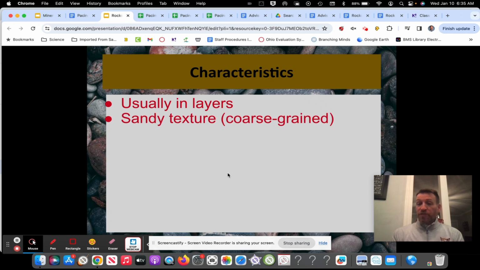Because sedimentary rocks form from sediments, and sediments can be different sizes, we now have different textures of the rock. Okay? And so some sedimentary rocks can be coarse grained because they have large sediments. So that would be a rough, sandy like texture.